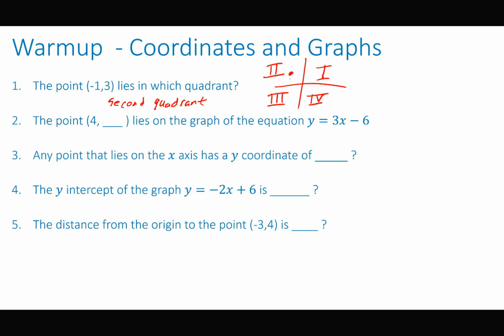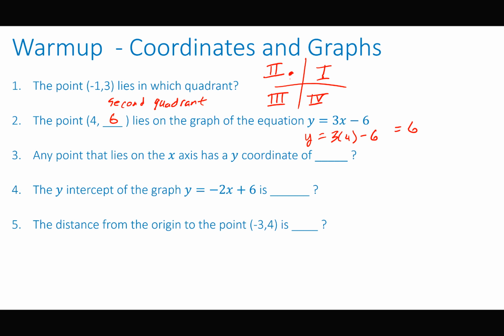The point 4, 0 lies on the graph of the equation y equals 3x minus 6. What would that y coordinate be? 6. Okay, because it's saying the x value is 4. So 3 times 4 is 12, minus 6 gives us a y coordinate of 6.